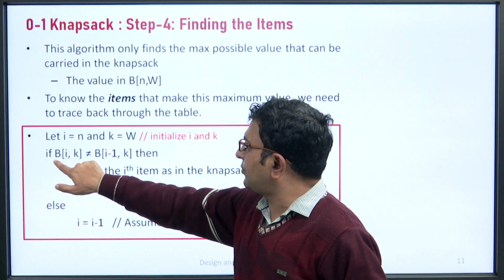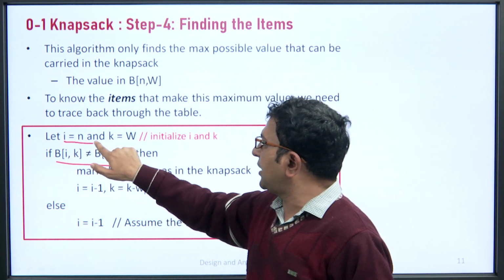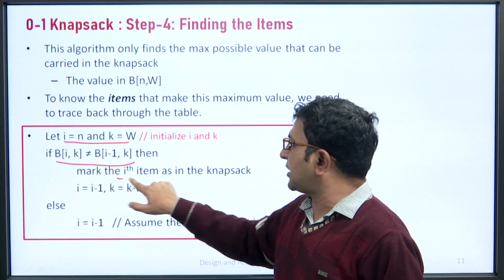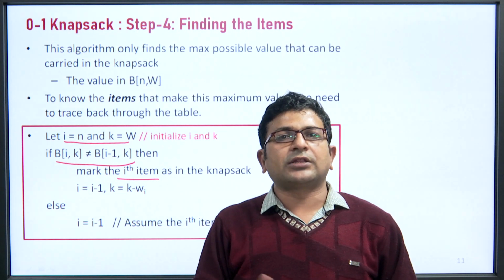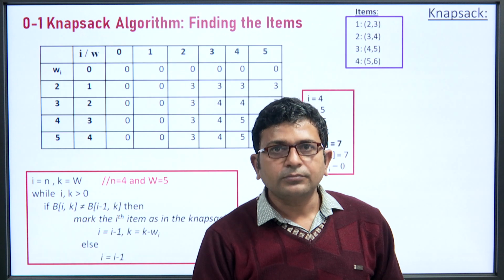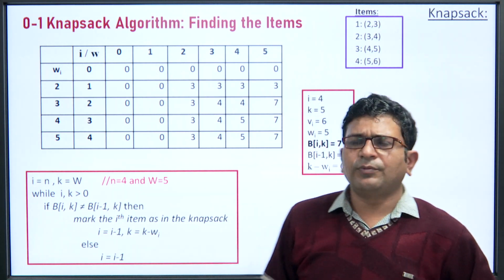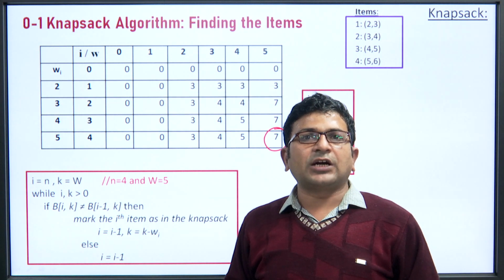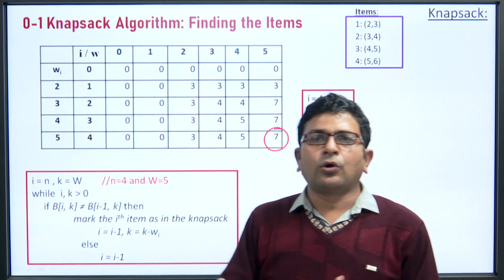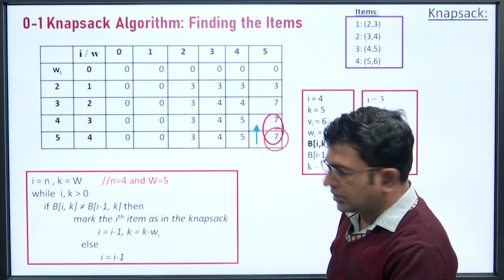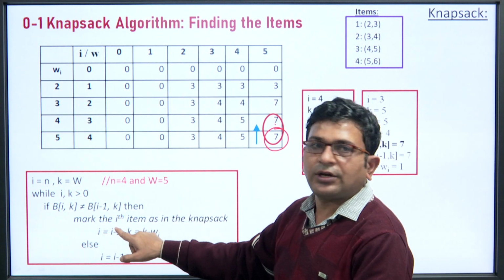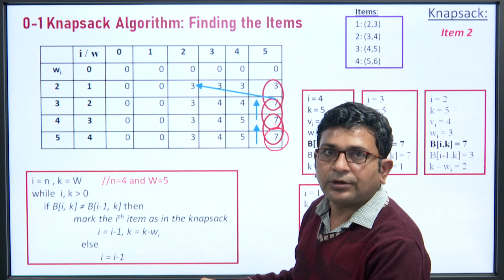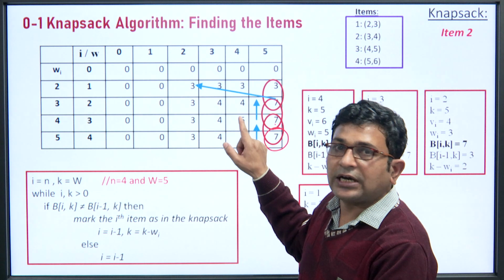This algorithm says that we start i and K with N and W, and if the value of B[i][K] and the upper block are not equal, in that case the ith item would be included in the knapsack, otherwise the item would not be included. So, in this algorithm we start from i equal to N, K equal to W, means we start from the last block and follow upward. Now, just see here, the upper block value is the same, in that case the ith item will not be included. Next, the upper value is the same, the ith item would not be included. Now, just see here, the upper value is not the same, so the ith item would be included.